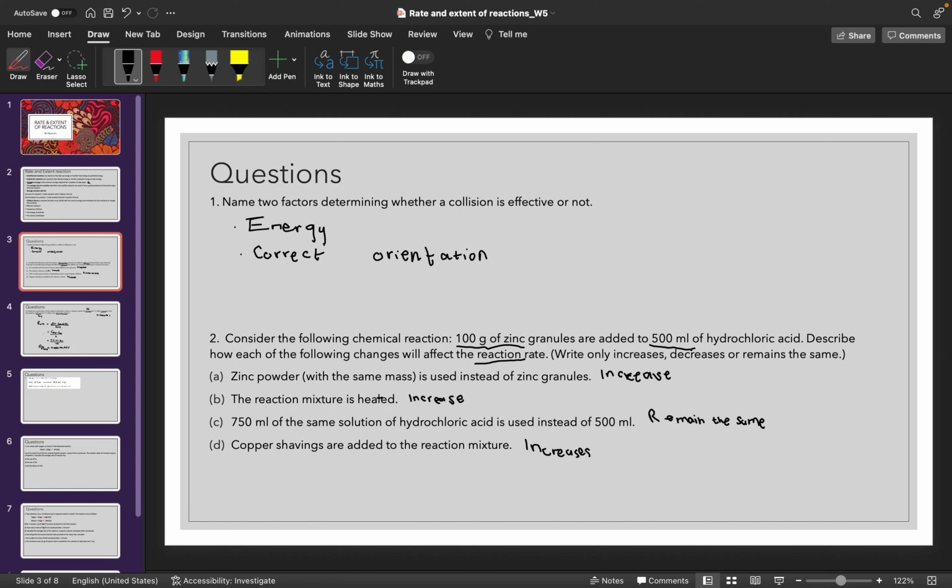A, zinc powder with the same mass is used instead of zinc granules, which means that what will happen to the rate of reaction? It will increase. Why?